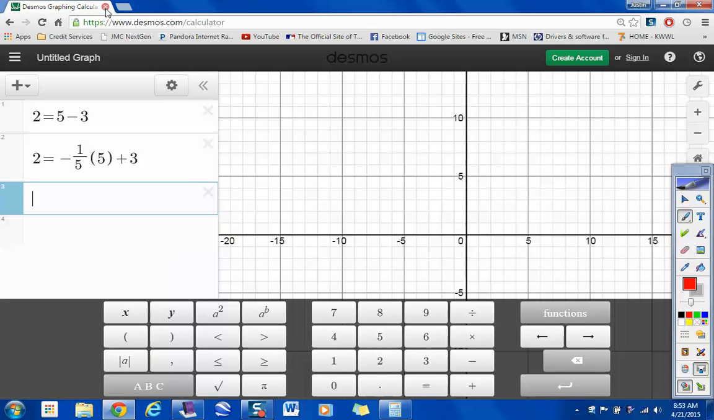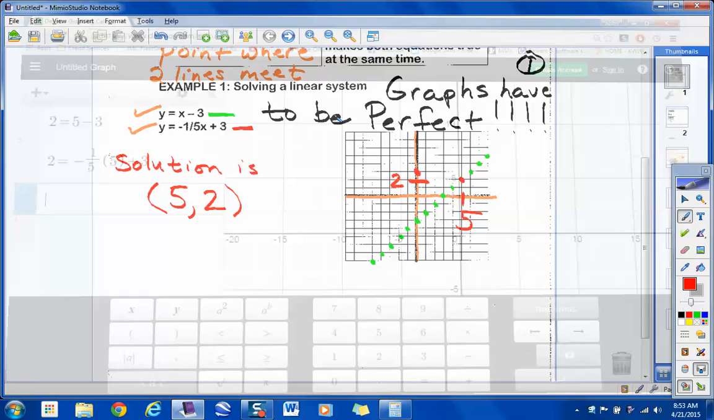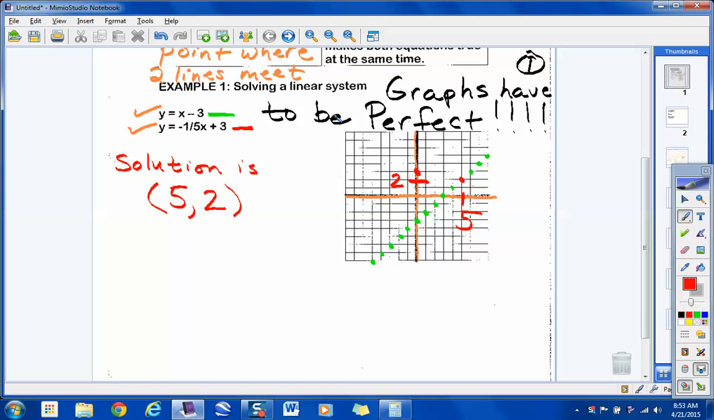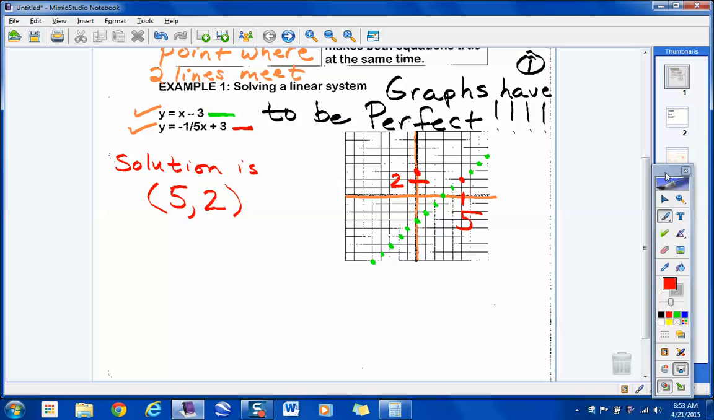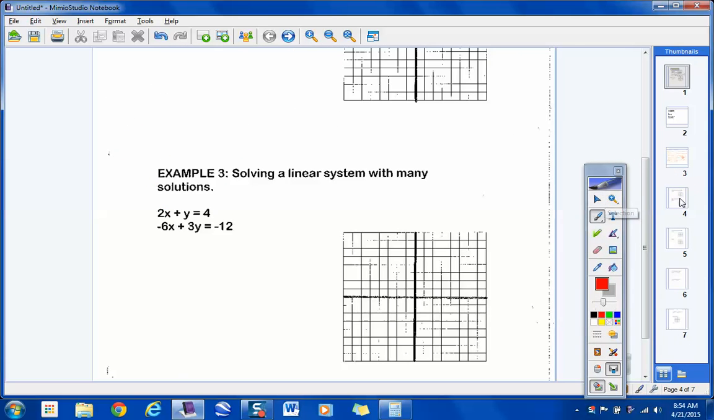All right, so let's get back to your notes. The big idea today is we're looking for the point where the lines do what? Cross. And where they cross. So what's the solution to this? You would say (5, 2). All right, so let's look at another example here.